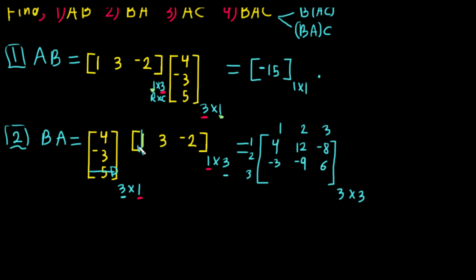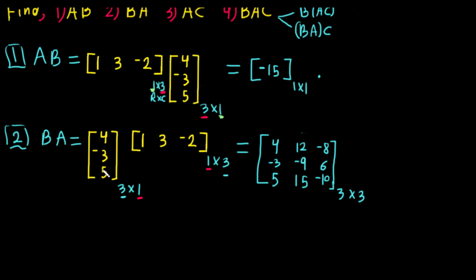Third row with the first column. So 5 multiplied by 1, which is 5. Third row with the second column, which is 5 multiplied by 3, which is 15. Third row with the third column, which is 5 multiplied by negative 2, which is negative 10. So we have a 3 by 3 matrix, which is the result of multiplying these two matrices. Now let's erase this because I put it only to explain it for you.